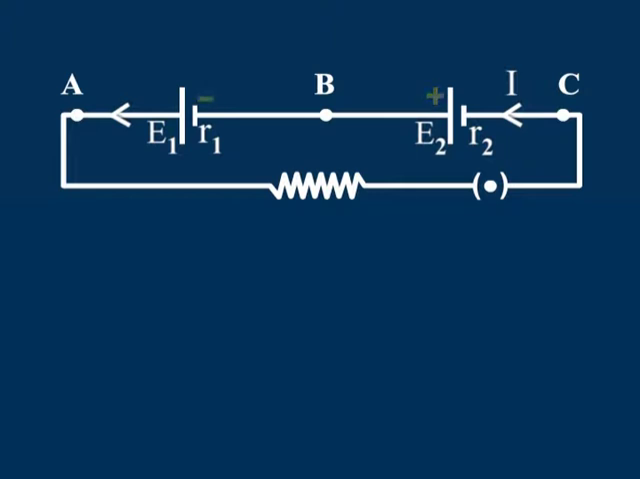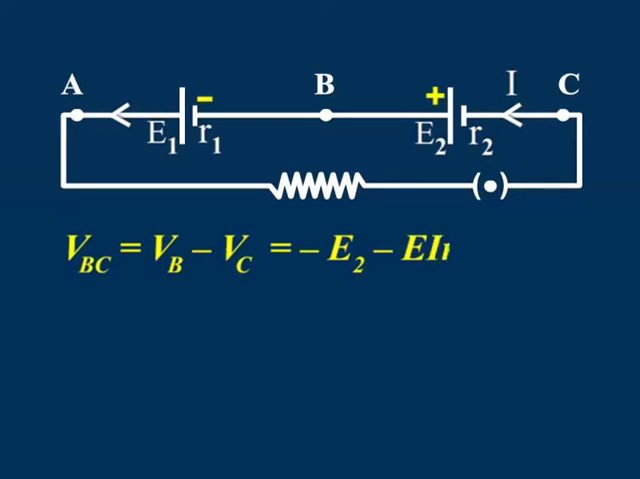It is also to be noted that in the series combination of two cells, if negative terminal of first cell is connected to the negative terminal of the second cell between points A and C, as shown in this diagram, then VBC is equal to VB minus VC equal to minus E2 minus IR2. Then equivalent EMF of the two cells is E equivalent equal to E1 minus E2. And the equivalent internal resistance is R equivalent equal to R1 minus R2.